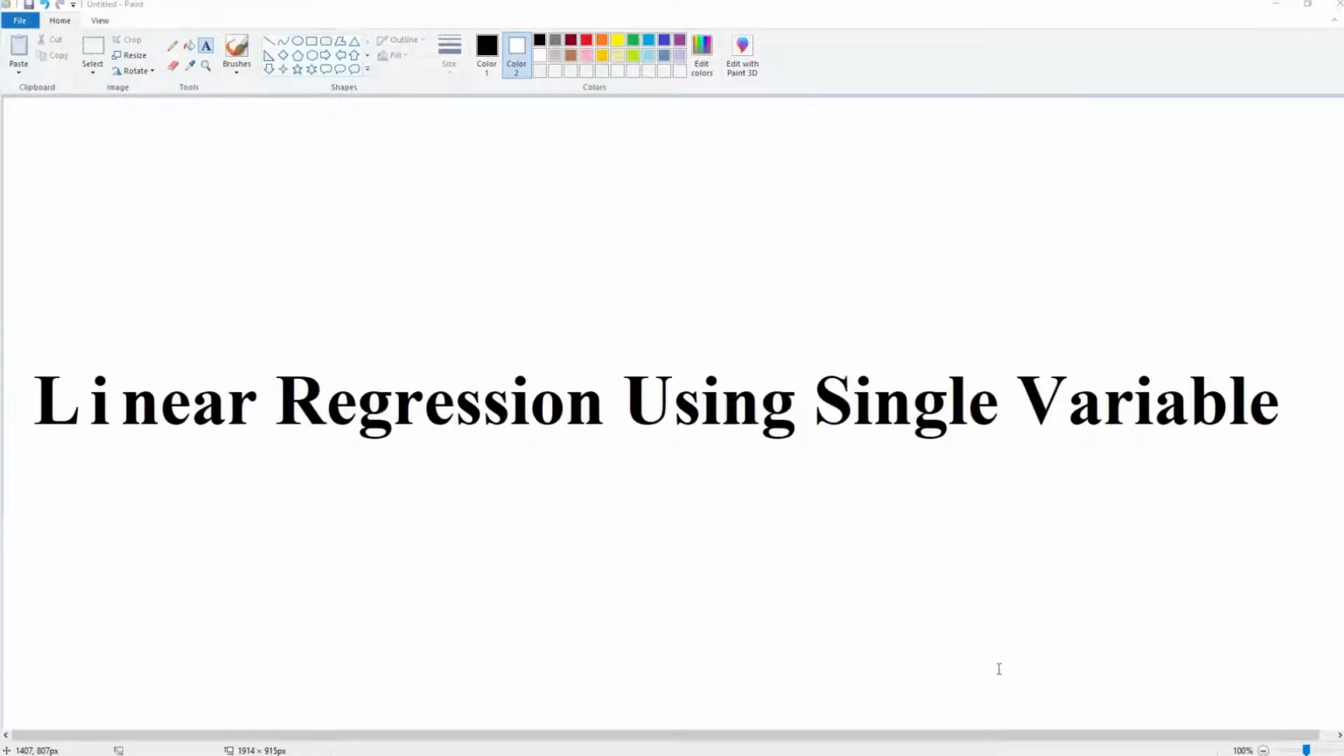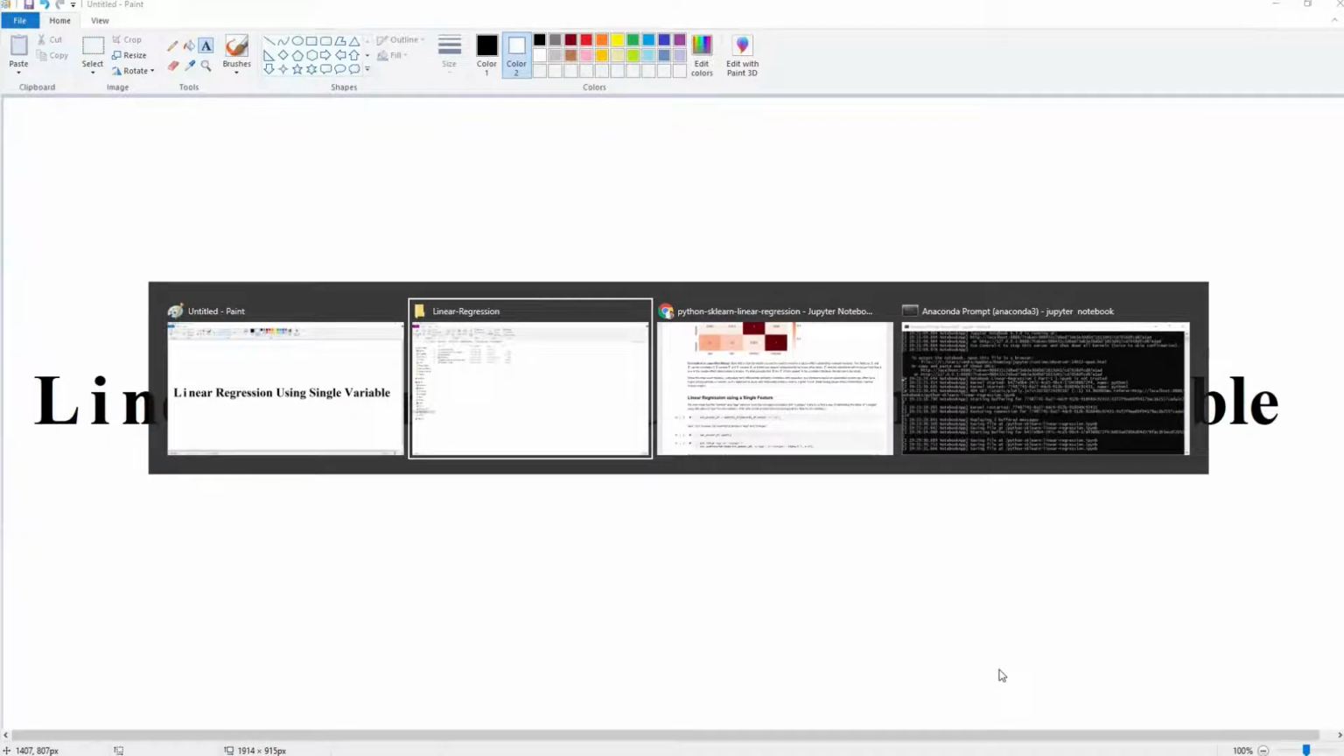Welcome to the part 2 session. In this session, we are going to see the live demonstration of linear regression using a single variable. Let's go to the topic.